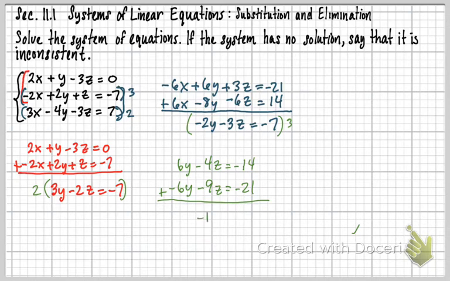So that's going to be negative 13z equals negative 35. So now I'm going to take and divide by negative 13 on both sides. And I get z equals 35 over 13. So there's our z. So now we have to find our x and our y. That's not too bad to do.